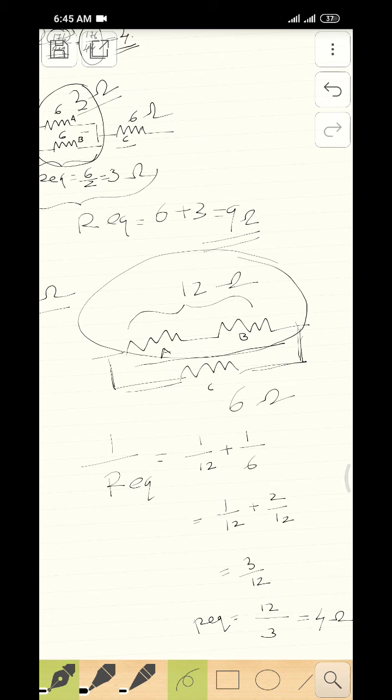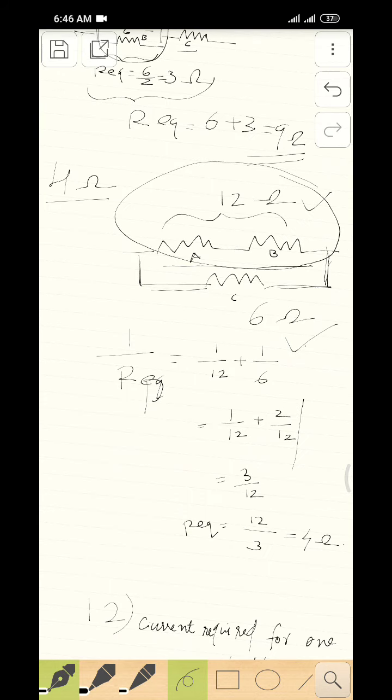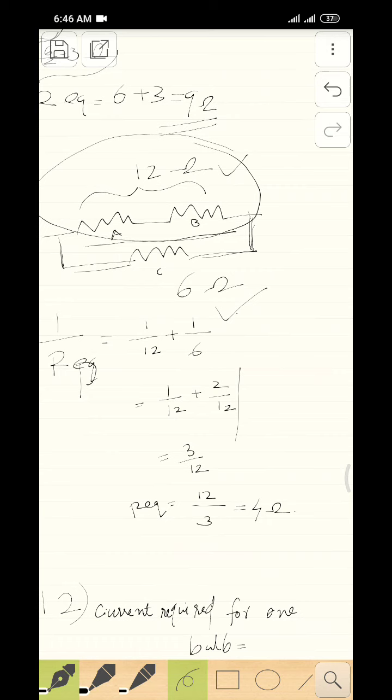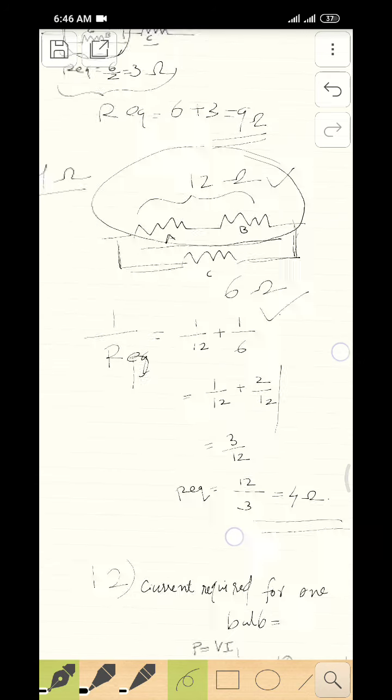So now the 12 and 6 are in parallel combination. So we can say 1 by R equivalent, or 1 by Rp, is equal to 1 by 12 plus 1 by 6, that is equal to 1 by 12 plus 2 by 12, that is equal to 3 by 12. So R equivalent will be equal to 12 divided by 3, and the value will be 4 ohm. So if you are connecting two resistors in series, and along with that connection you connect a 6 ohm resistor in parallel, then you can obtain a 4 ohm resistance.